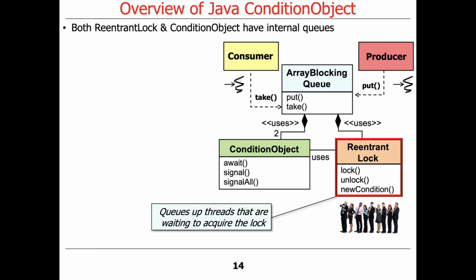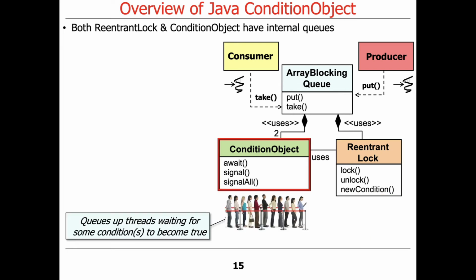Reentrant lock is waiting for a chance to get exclusive access to some critical section. Condition object has threads that are waiting for some condition to become true, which is a more general concept. And of course, that's also why you need a reentrant lock in order to check this, because those conditions are typically involving shared mutable state.